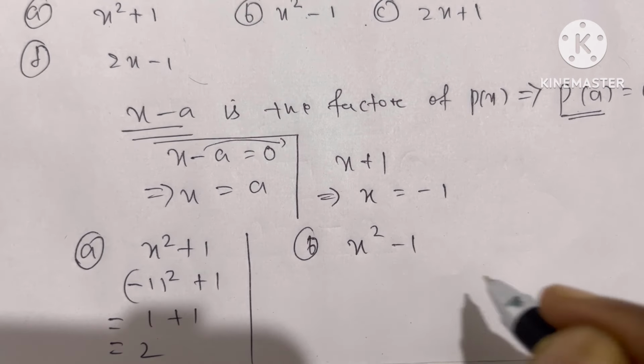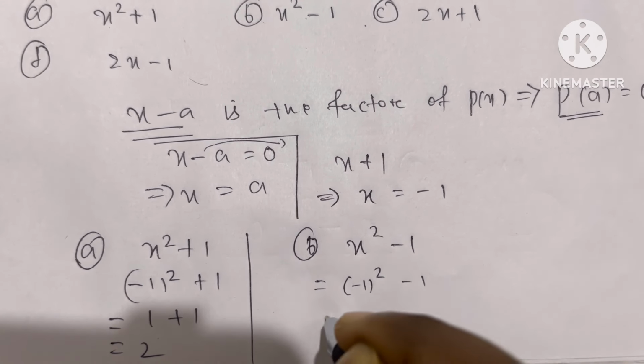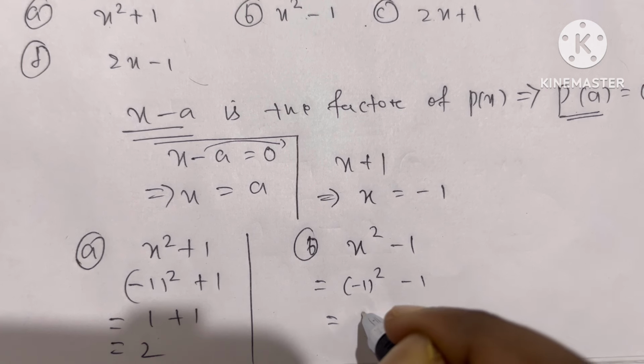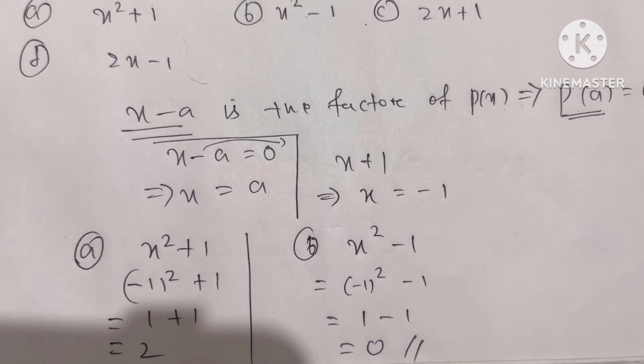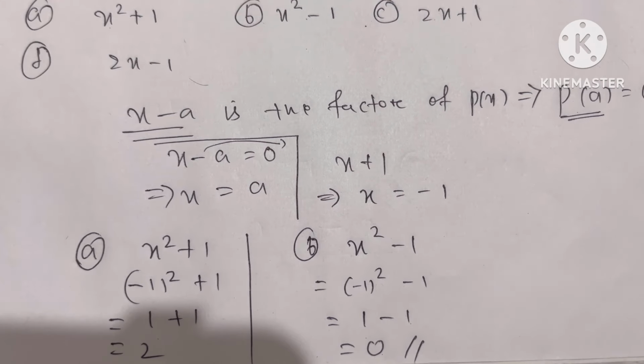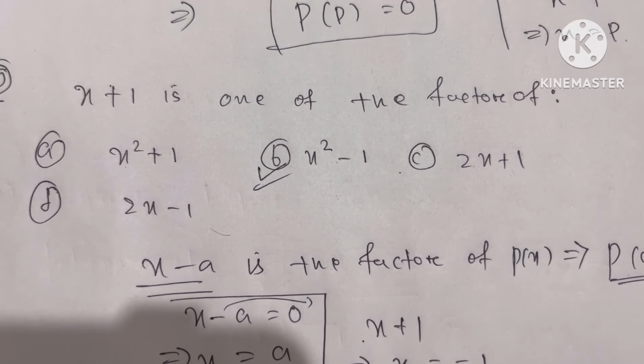Option B is x square minus 1. If I put the value of x equal to minus 1, then minus 1 square minus 1, which is 1 minus 1, equal to 0. So the remainder I got is 0. That means option B is correct. So how did I find the answer?